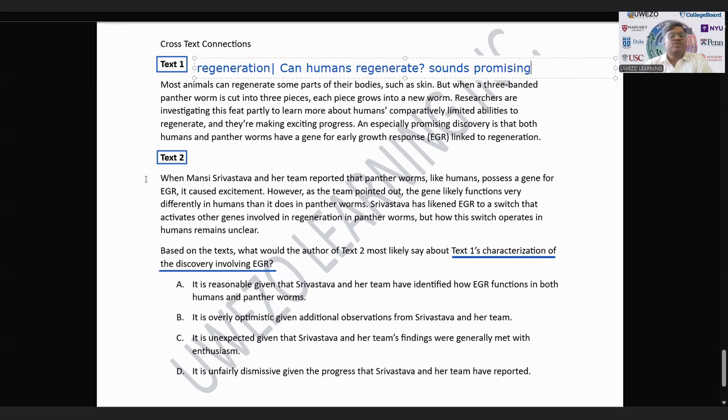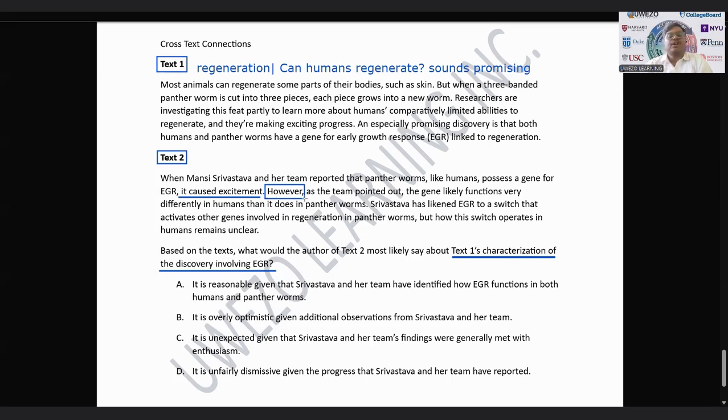Okay, so let's move on to text 2. When Mansi Srivastava and her team reported that panther worms, like humans, possess a gene for EGR, it caused excitement. It means whatever research was done earlier, that research was definitely exciting about regeneration, which means this can be regenerated by humans as well. That's what they believe. But the next word says, however. Now, this is very important. Transition words are very important, guys. So make sure you pay attention to these.